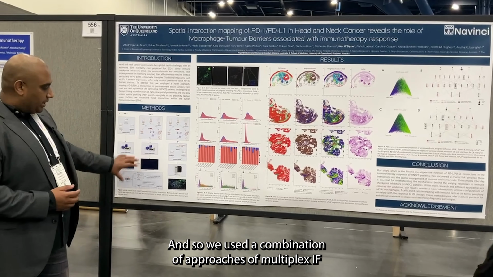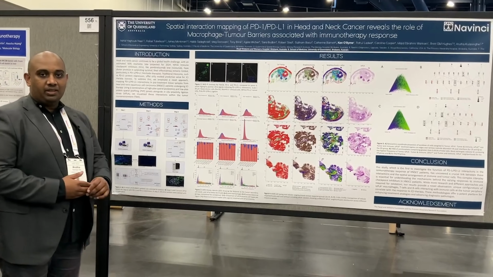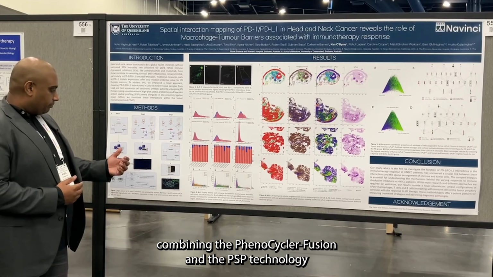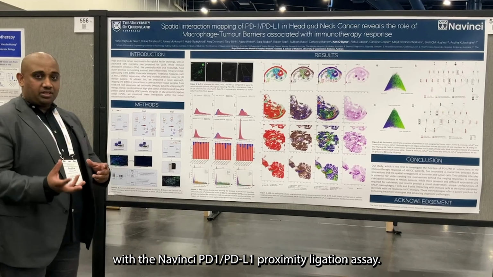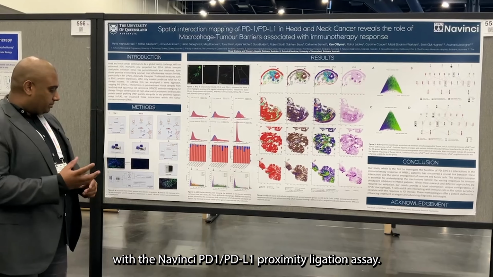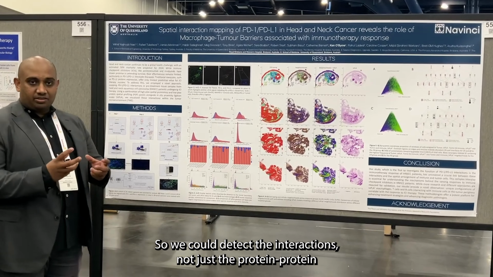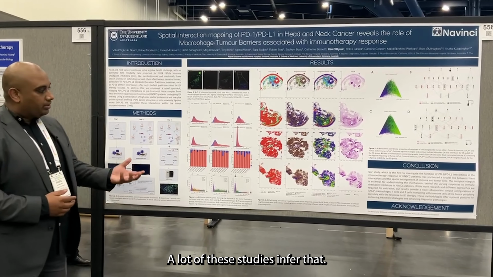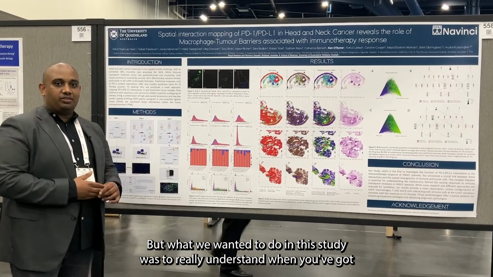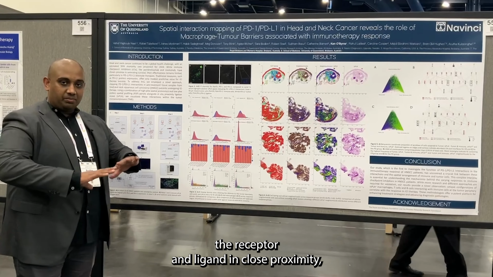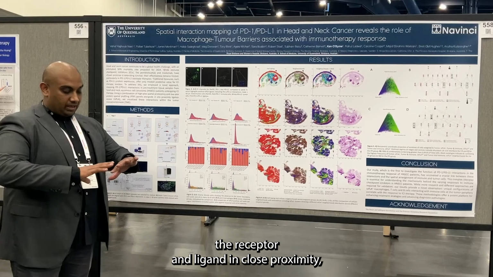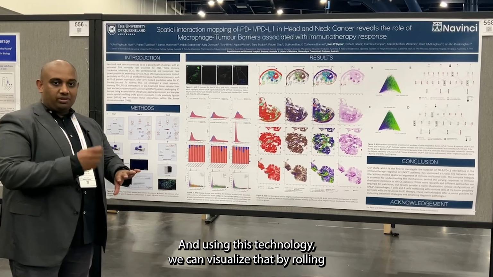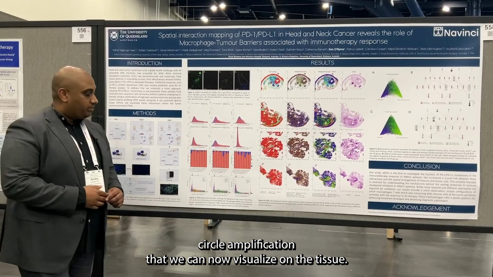And so we used a combination of approaches of multiplex IF, combining the PhenoCycler Fusion and the PSP technology with the Navinci PD-1, PD-L1 proximity ligation assay, so we could detect the interactions, not just the protein expression levels, but the actual interactions. A lot of these studies infer that, but what we wanted to do in this study was to really understand when you've got the receptor and ligand in close proximity, can we actually see that interaction? And using this technology, we can visualize that by rolling circle amplification that we can now visualize on the tissue.